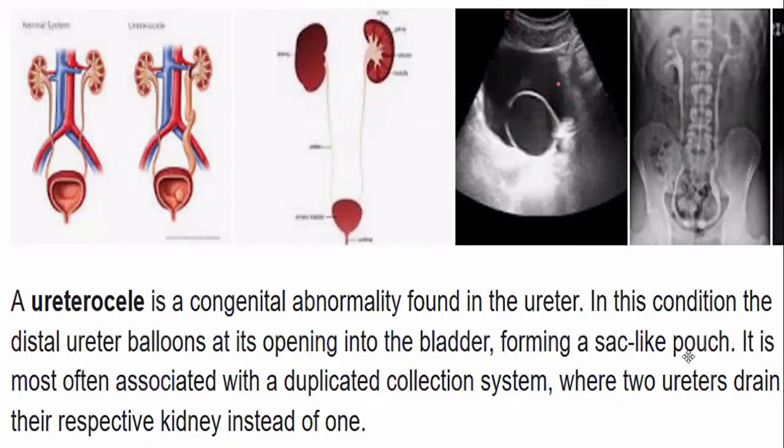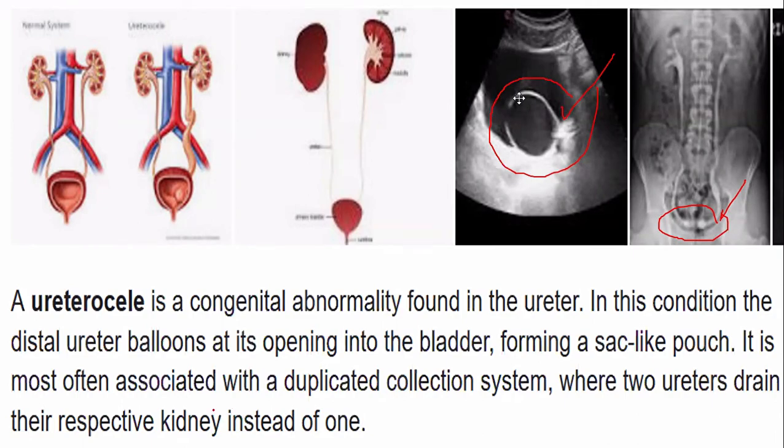So this is the ureterocele. A ureterocele, this one is on ultrasound. This one is on KUB IVP. A ureterocele is a congenital abnormality found in the ureter. In this condition, the distal ureter balloons at its opening into the urinary bladder, forming a sac-like pouch. It is most often associated with a duplicated collecting system, the Weigert-Meyer rule, where two ureters drain the respective kidney instead of only one.